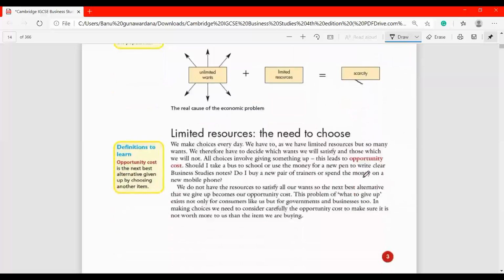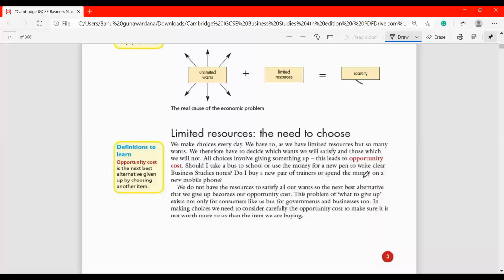So as these resources are limited, this creates the need for people to choose something. In the world, there are many businesses. Not all the businesses can produce everything. This is happening due to scarcity. And in the world, not all people can buy everything. This is happening because of scarcity.